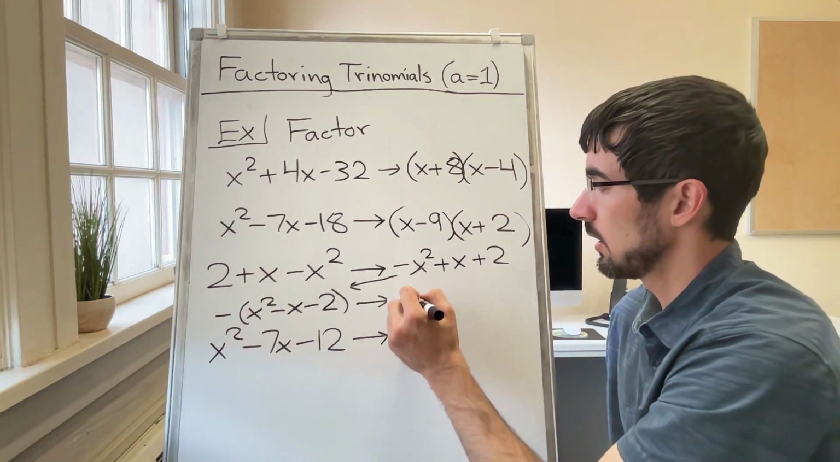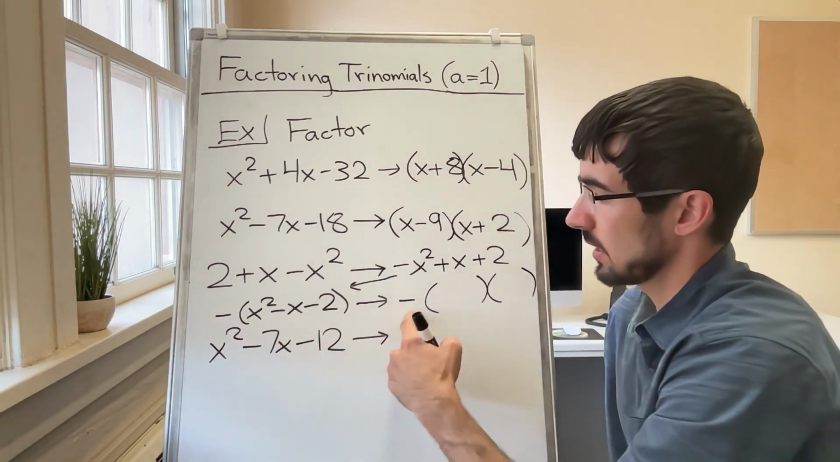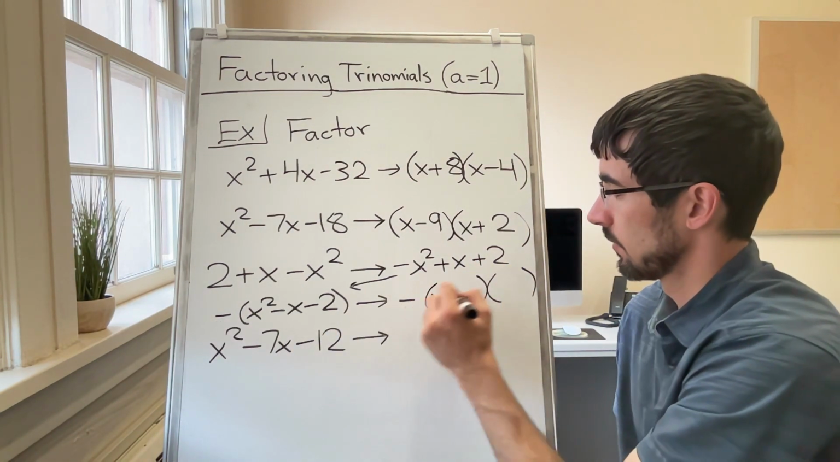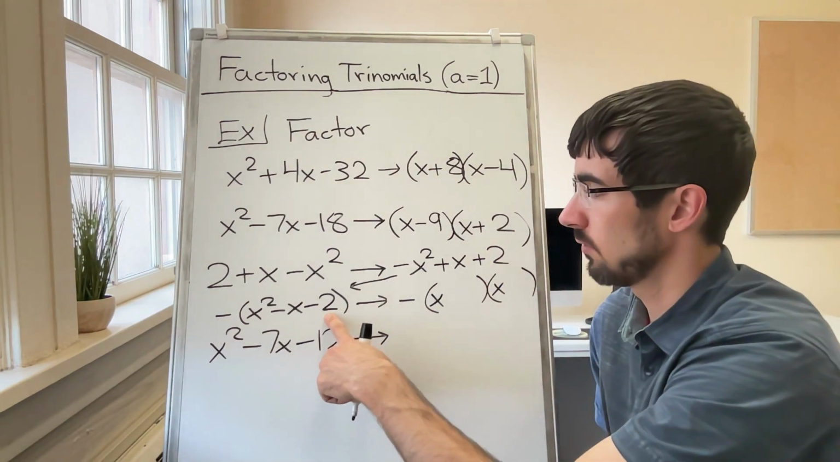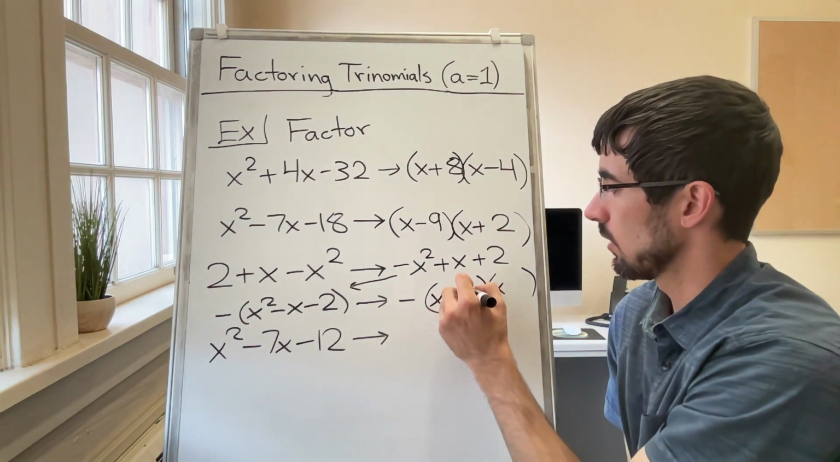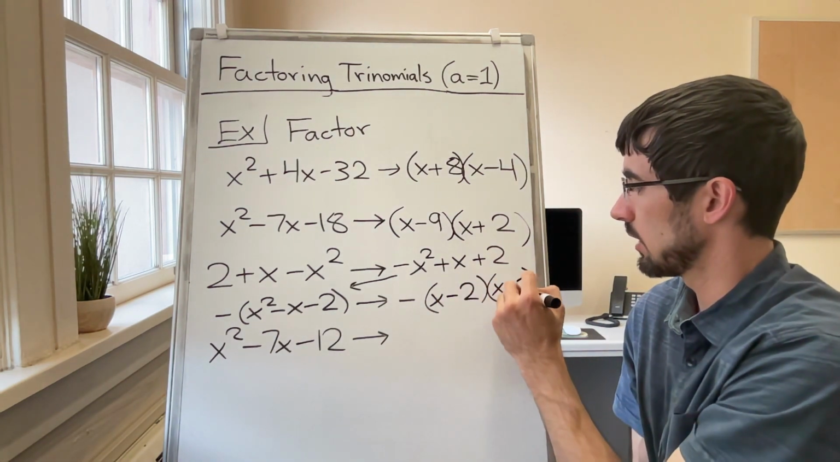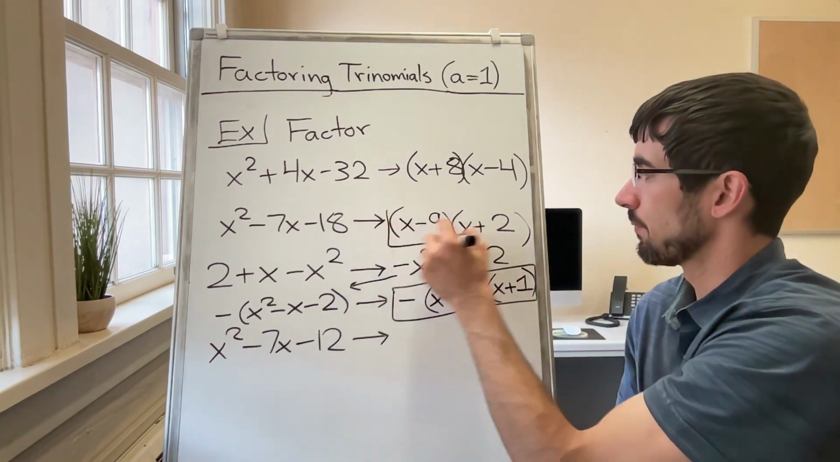Then I factor it into two binomial pairs. I'm leaving a negative sign on the outside, that's still there. And here we're looking for numbers that multiply to -2 and add to -1. That result is going to be -2 plus 1. So here's our factored form for this example.